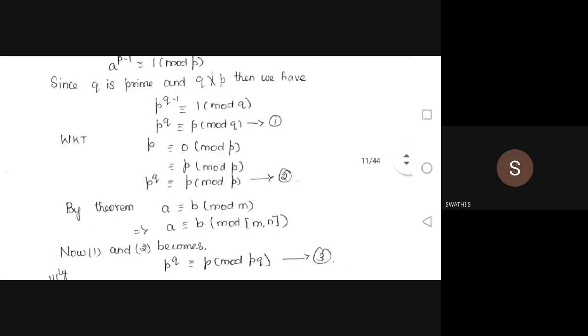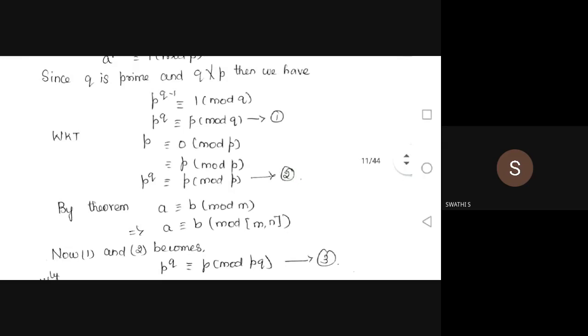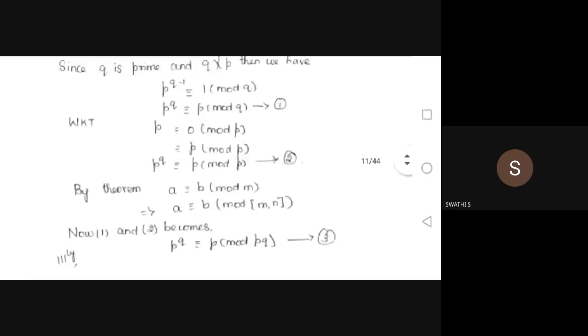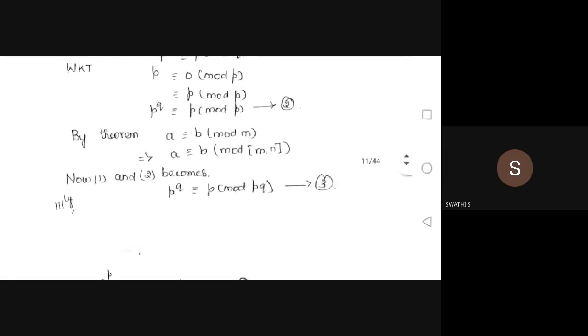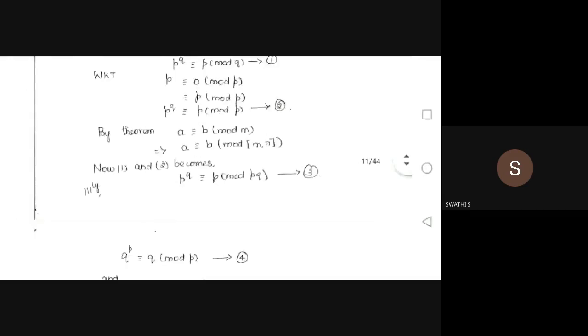we can write P power Q is congruent to P mod the LCM of P and Q. The LCM of P and Q will become P into Q, since P and Q are distinct primes. It can be obtained by multiplying the two distinct primes. So P power Q is congruent to P mod PQ.